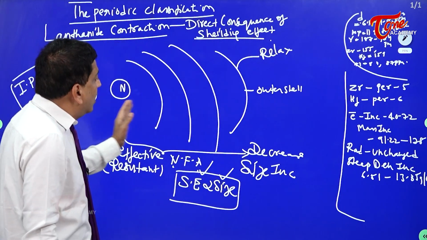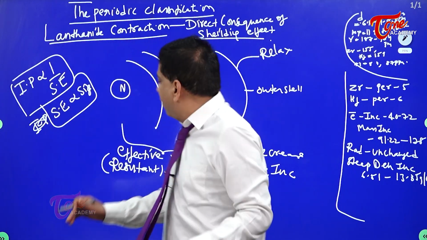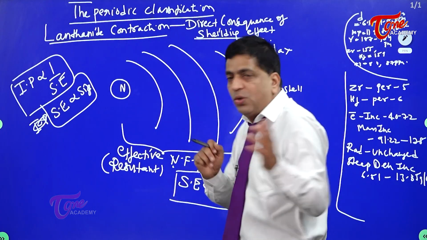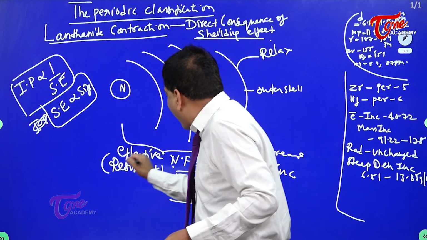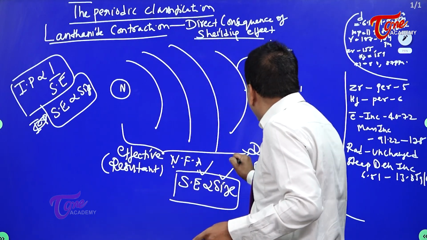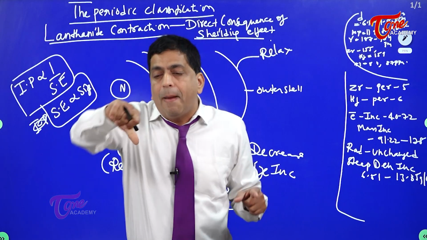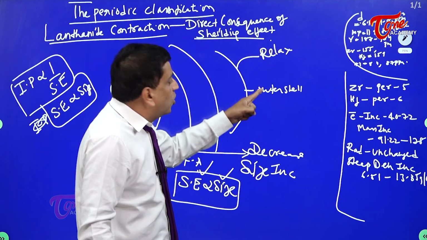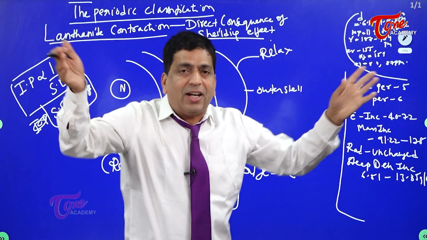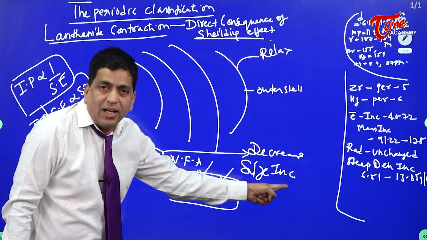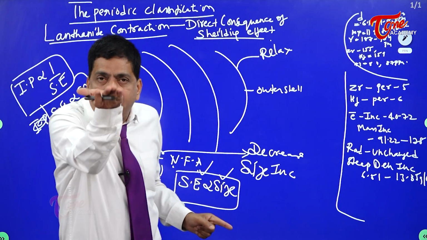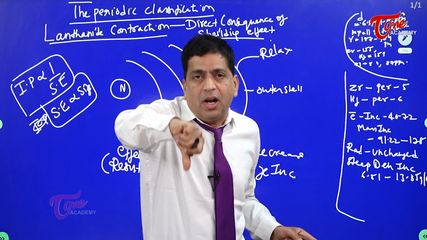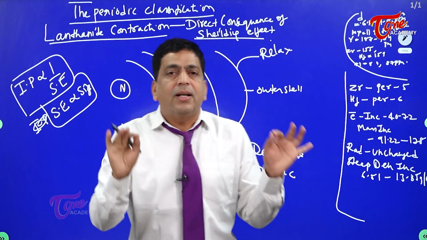Then between the nucleus and the outermost shell. Look here. Between the nucleus and the outermost shell, if the number of shells increases, then the effective or the resultant nuclear force of attraction on the outermost shell basically decreases. When it decreases, then the outermost shell tends to relax. When it relaxes, the size is basically increasing. So greater the shielding effect, more is the size. More is the size, ionization potential decreases. You must understand that is about shielding effect.